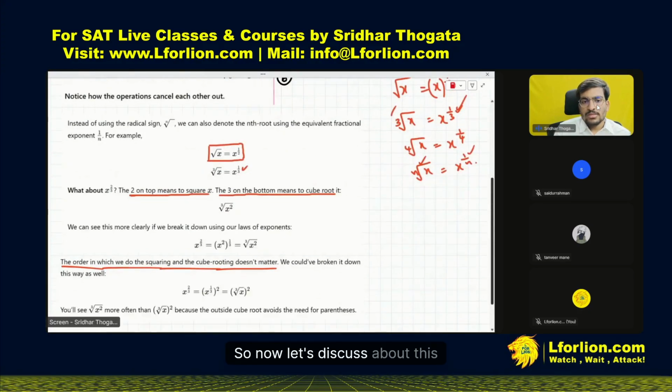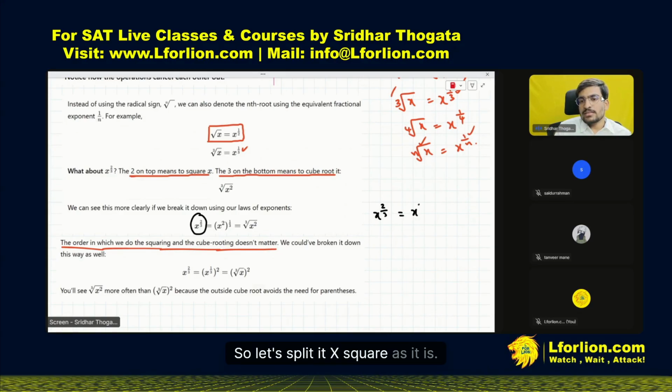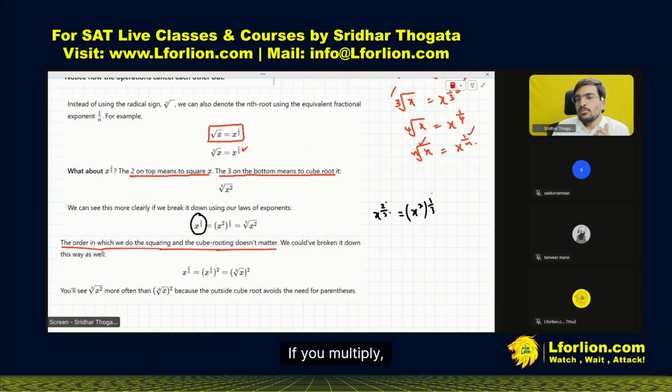So now let's discuss this x power 2 by 3. What is the meaning of x power 2 by 3? Sorry, not 2 root 3, 2 by 3. So let's split it. X square as it is, let's split it like 1 by 3. I just separated the numerator and denominator this way. If you multiply, it's still the same. So what is the meaning of this 1 by 3 again?